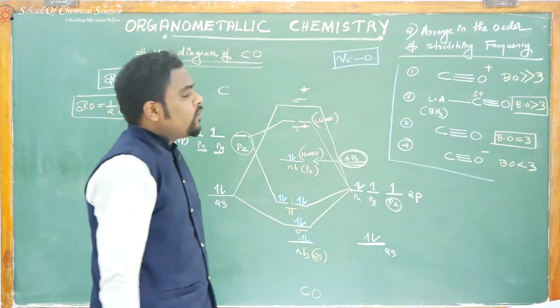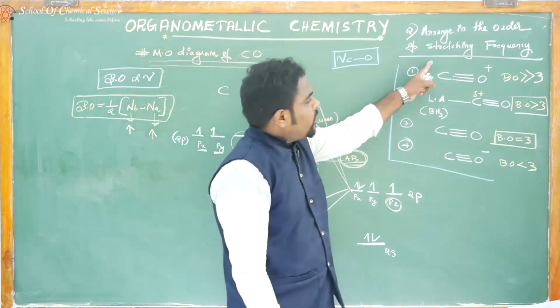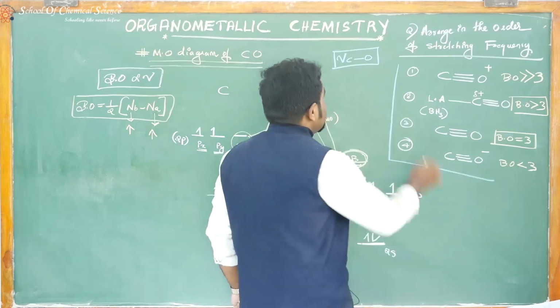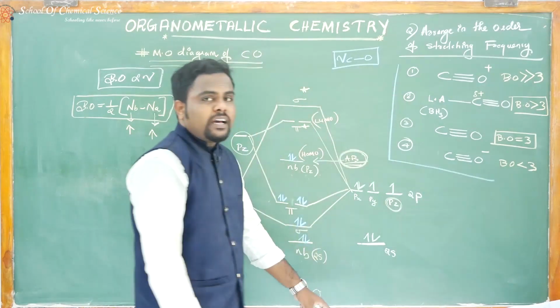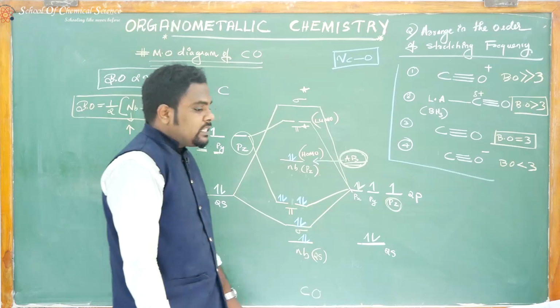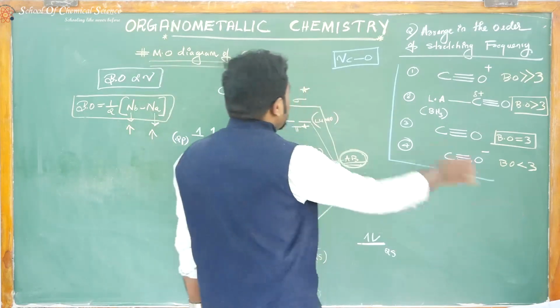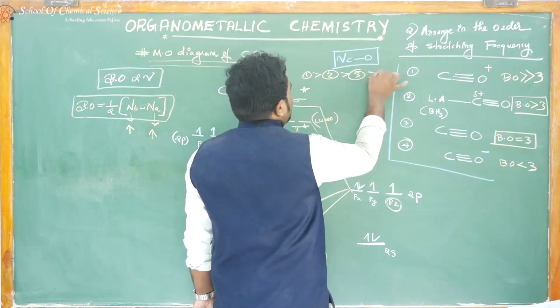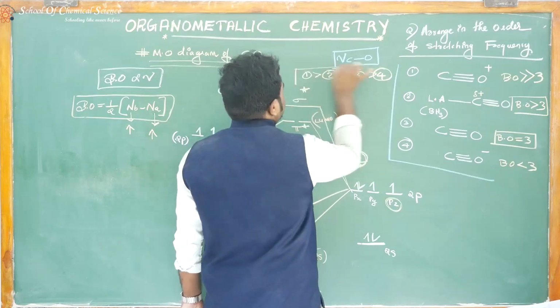So what is the order of bond order? Bond order of 1 greater than 2 greater than 3 greater than 4. Then what about the stretching frequency? Higher the bond order, higher the stretching frequency. So the stretching frequency order is 1 greater than 2 greater than 3 greater than 4.